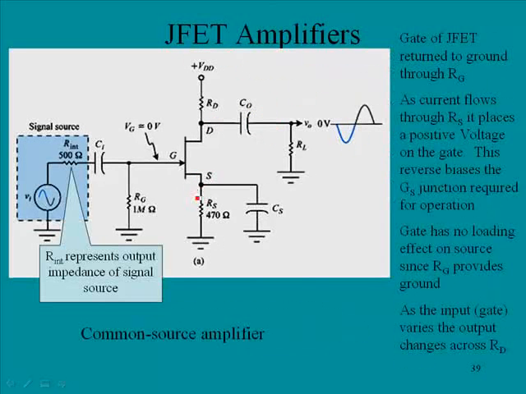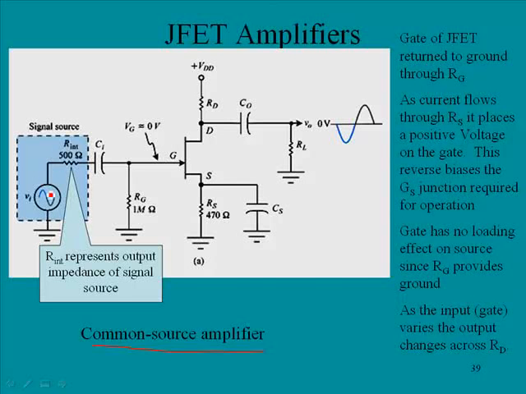And we continue here. This is still the common source amp. A few things that we need to mention. The gate of the JFET returns to ground through RG. So remember, we have the signal source here. Notice the Rint here. That represents the internal impedance of the signal source. Remember, we talked about output impedance and how when you generate a signal, part of that signal is actually dropped across the source. In this case, 500 ohms is how much of that signal will be dropped across the source.